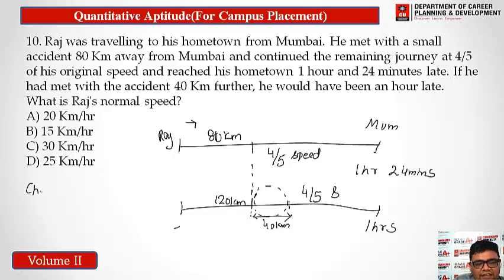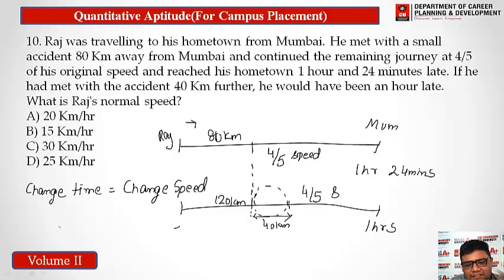So the change in time will be equal to the change in speed effect. So time change is how much? 24 minutes. We have reduced 24 minutes if the accident happened 40 kilometer further. So 24 minutes we have to take in hours. So 24 divided by 60.